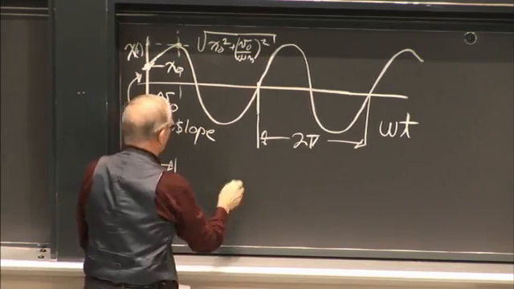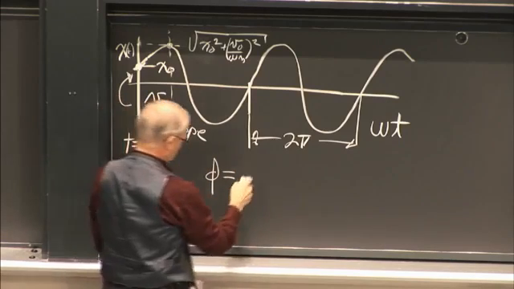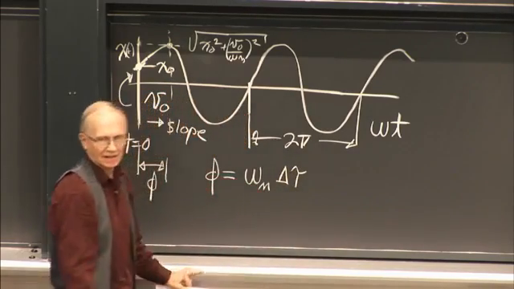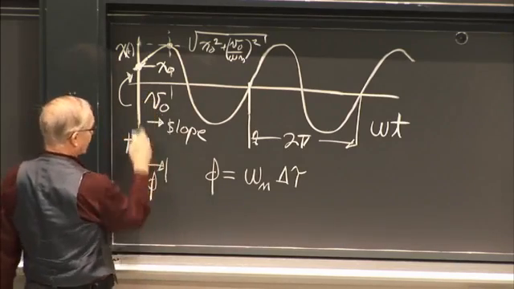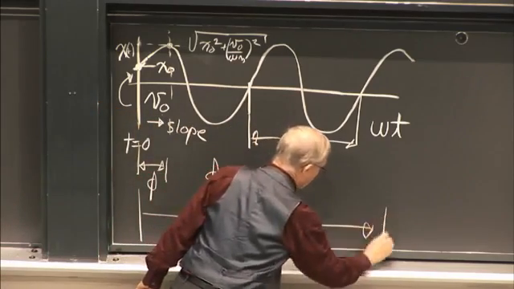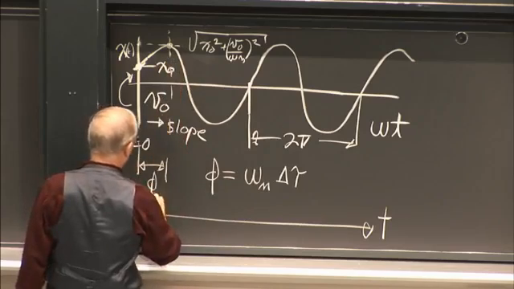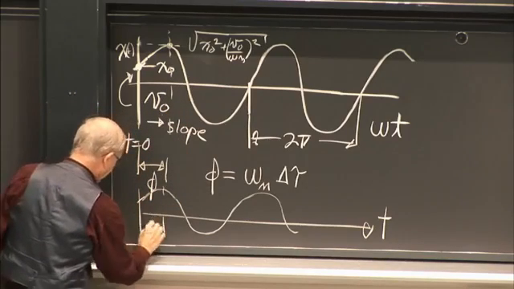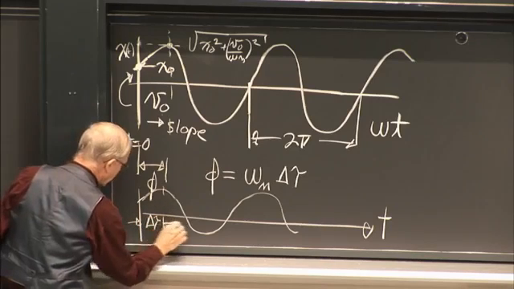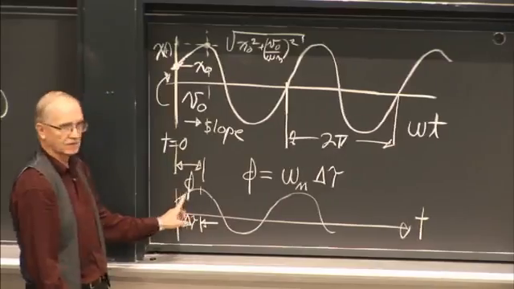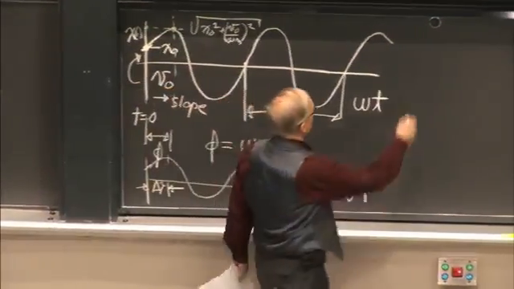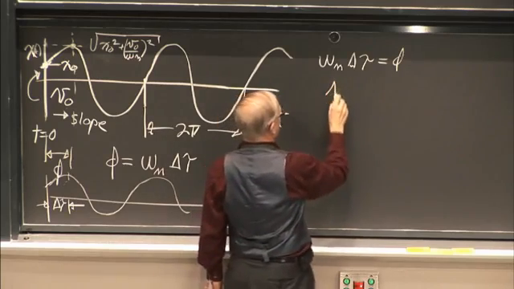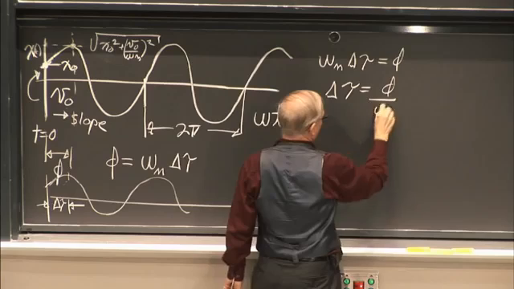And phi must also then be equal to some omega n times a delta tau, I'll call it, some time delay. So if this axis is time, not omega t, but time, then this delay here is a time delay. When you plot it against time, it's a delay in time to get to the peak. And omega n delta tau, this delay, must be equal to the phase angle. So the delta tau, this time delay, is phi over omega n.